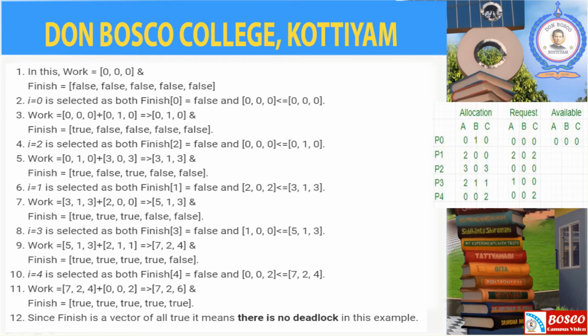The request of the process is 0 0 0, and Available is also 0 0 0. So both the conditions are true. So the control will be passed to the next step, that is, Work is equal to Work plus Allocation i.